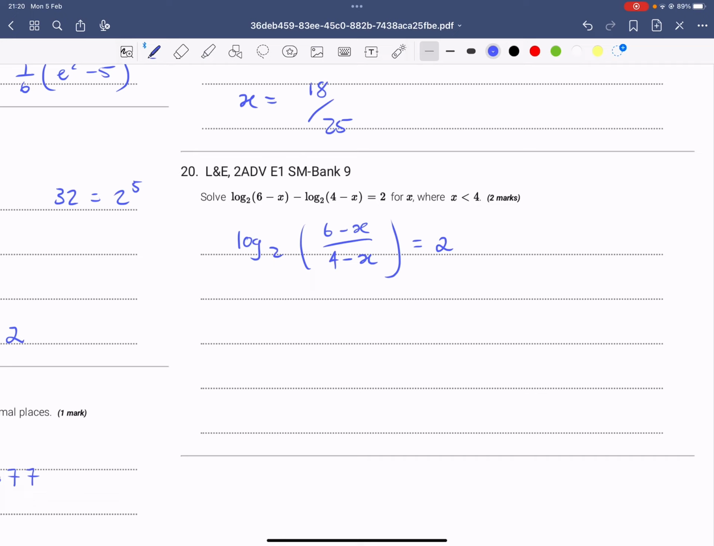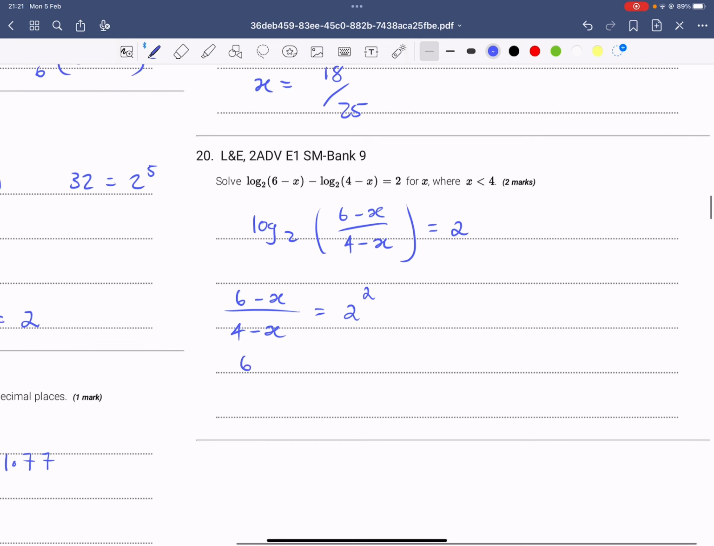Okay. What we're trying to do is, well, first of all, we can just again transform this. So we're going to say, okay, 6 minus x on 4 minus x is equal to 2 to the power of 2. So that means 6 minus x is equal to 16 minus 4x, timesing this up to here, which means that's going to be 3x is equal to 10, and x is 10 on 3.